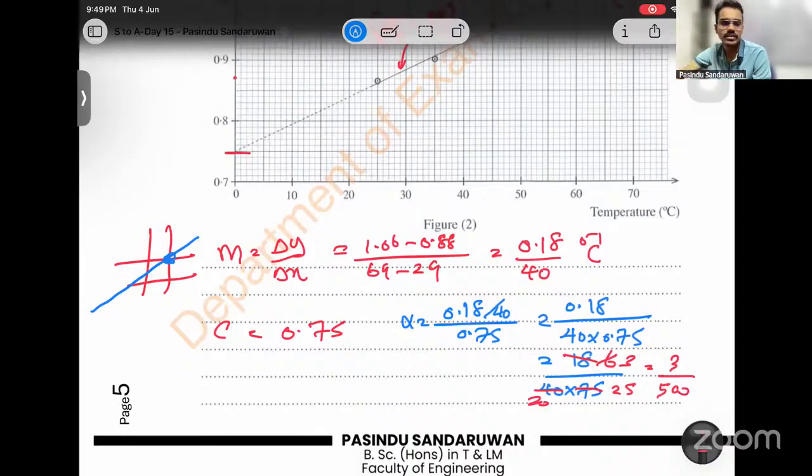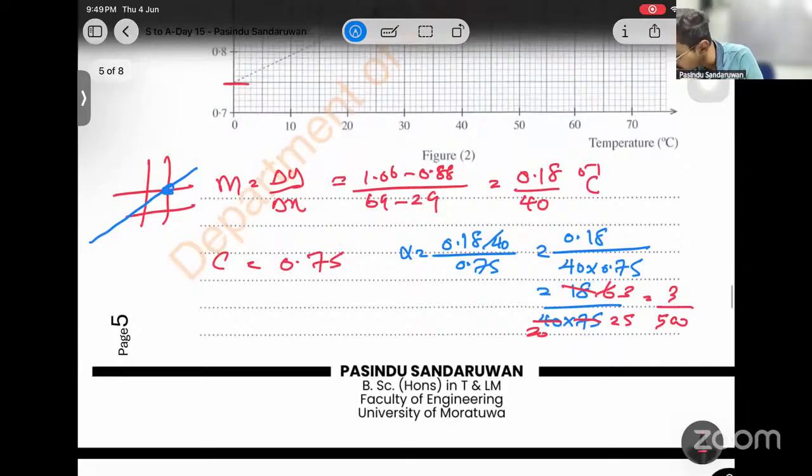3 over 500 is simplifiable, because 3 over 5 is 0.6. Then this is 6 times 10 to the power minus 3. So the answer is 6 times 10 to the power minus 3 per degree Celsius.